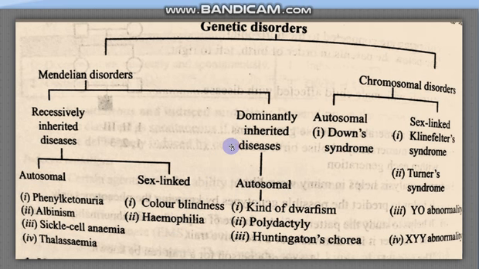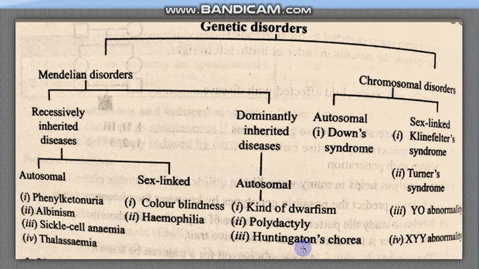Then the second type of Mendelian disorders are the dominantly inherited diseases, and they have only autosomal type of disorders. There is no sex-linked type in dominantly inherited diseases. The examples of these disorders are a kind of dwarfism, polydactyly, and Huntington chorea. So these are the three autosomal dominantly inherited Mendelian disorders.